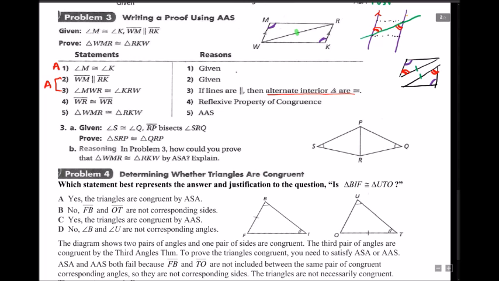And then here is our side. Reflexive property of congruence, that's our friend. And that lets us, we have angle, angle, side. That lets us write our congruence statement, and that should be angle, angle, side theorem. We write things properly here.